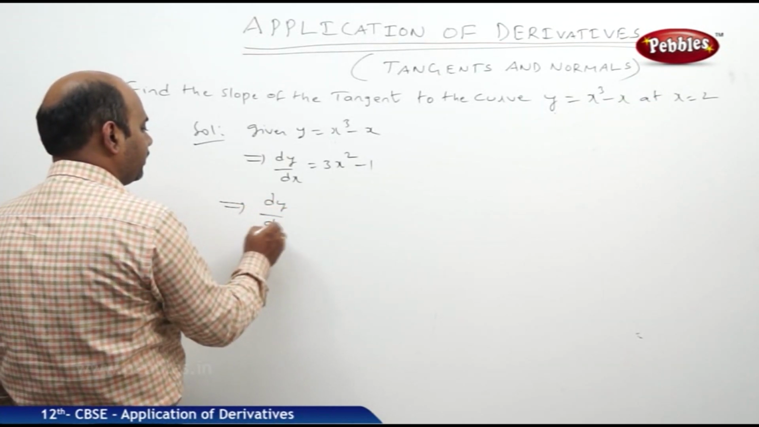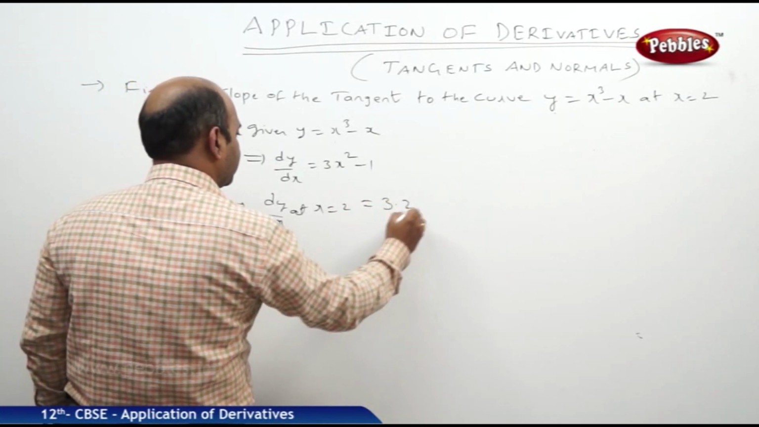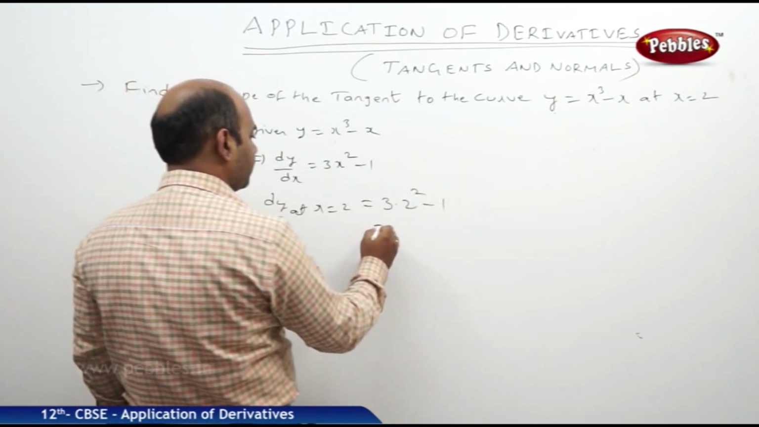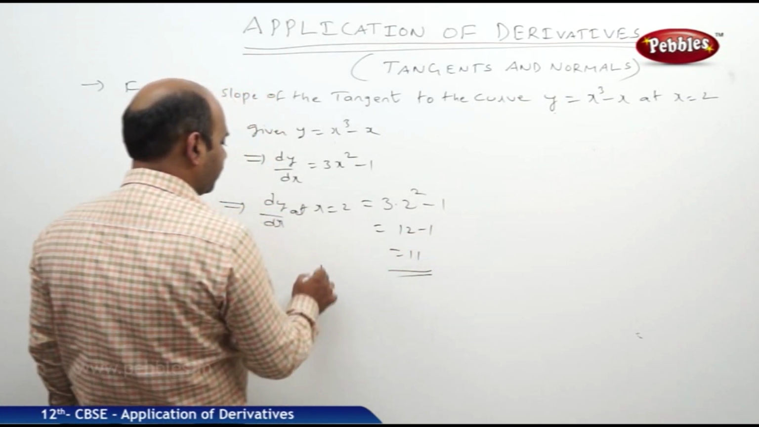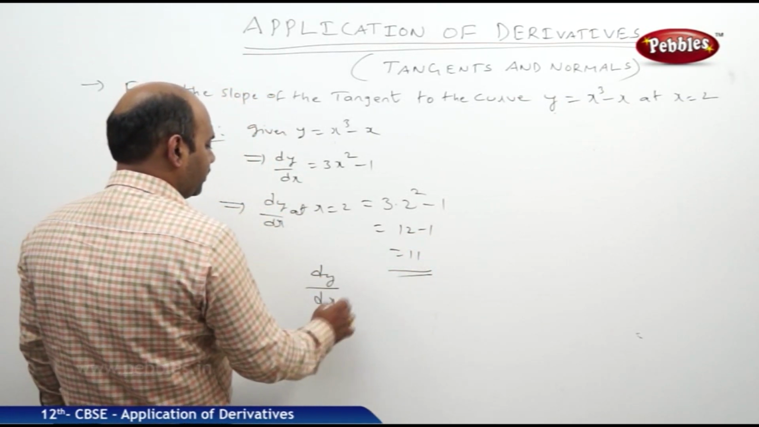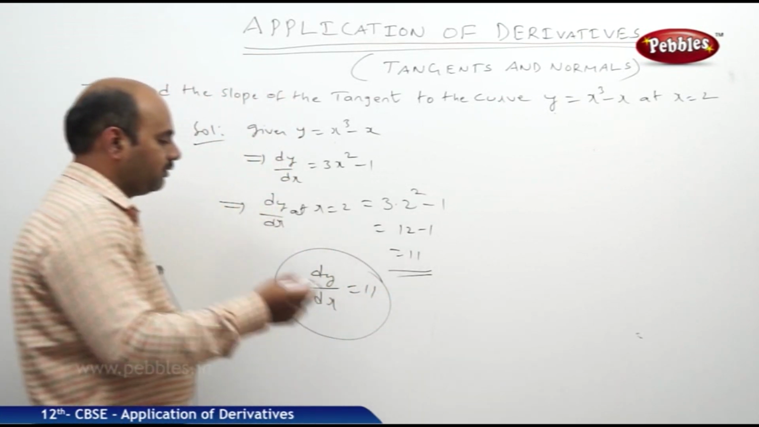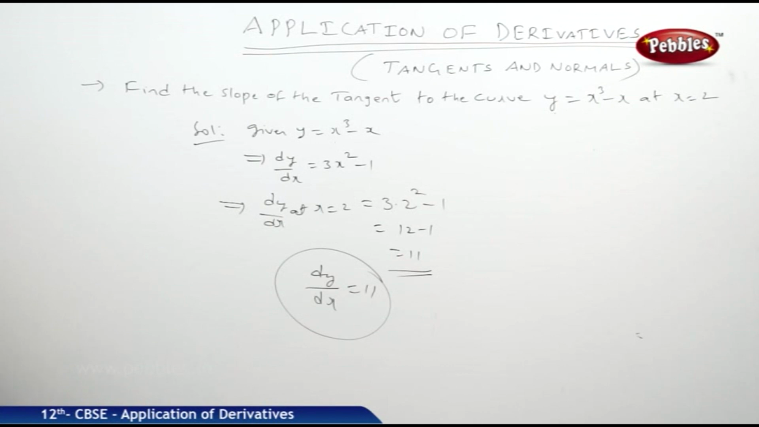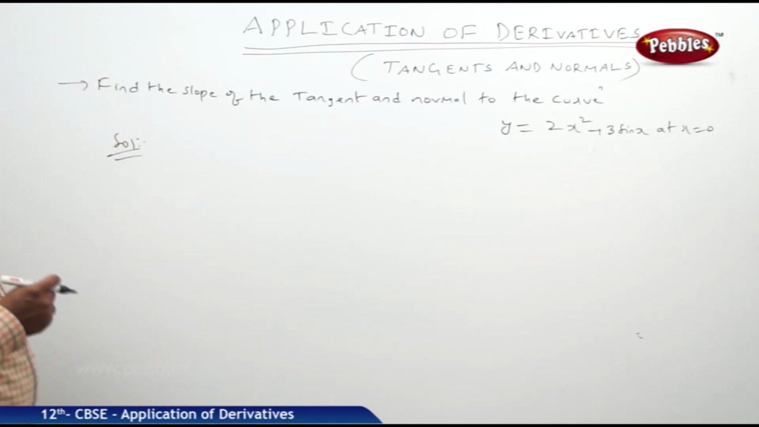That means dy by dx at x is equal to 2 is given as 3 into 2 square minus 1. That means 3 into 4, 12. 12 minus 1 is 11. Therefore, the slope of the tangent to the curve, which is always given by dy by dx, is obtained as 11. Right. Another problem we shall be seeing.